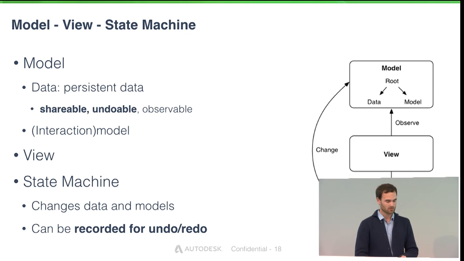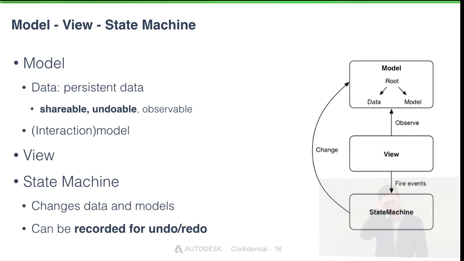So let's start with model view state machine. I guess most of you are familiar with a typical model view controller setup. In our case, we replaced the controller with a state machine. It does exactly what a controller does: it modifies the model, and it gets events from the view.